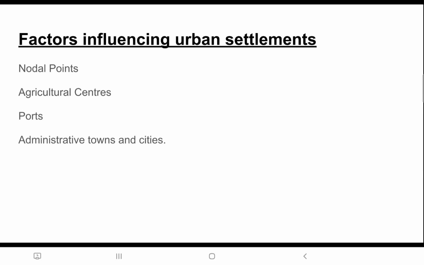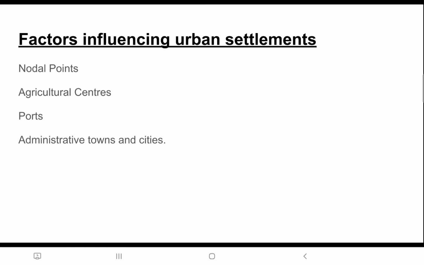So they become accessible points in the area, and they're seen to be the best places to provide shops and services such as schools and admin services. If you are struggling to remember that it's called nodal points, just think of noodles. If you have a map, all the roads and the main transport routes do look like you've put noodles on the map. So it's quite easy to remember that nodal points are the route centres. They're the natural routeways. So that's a main factor that influences where urban settlements are.